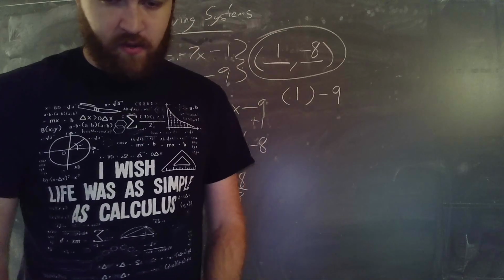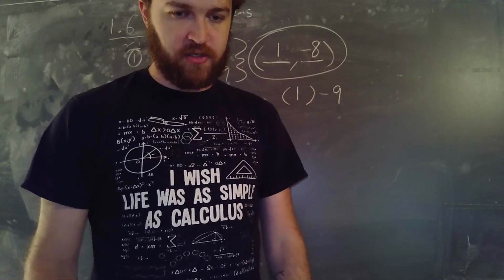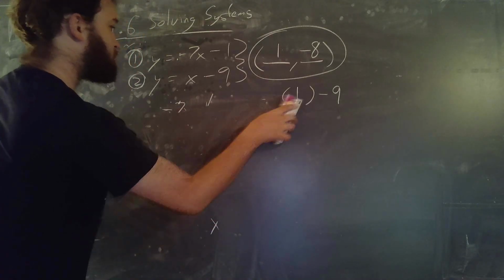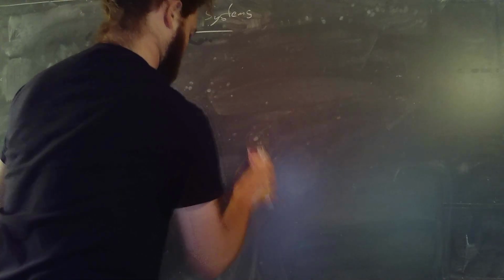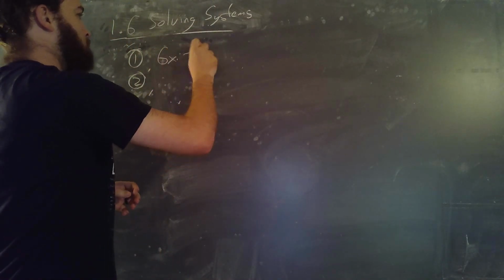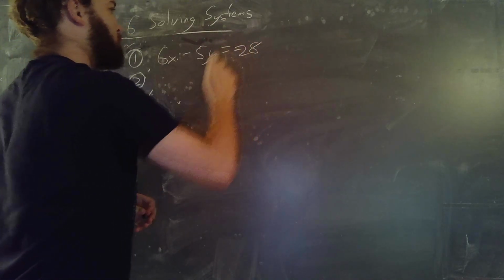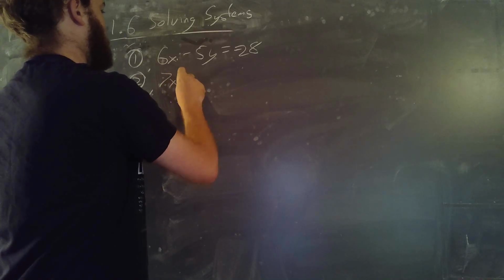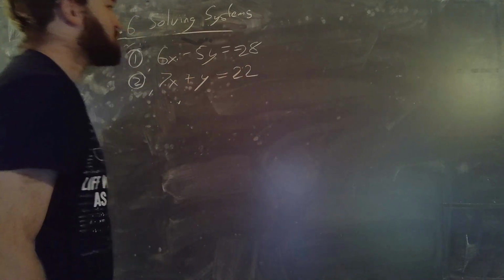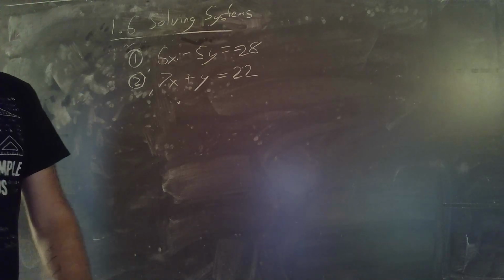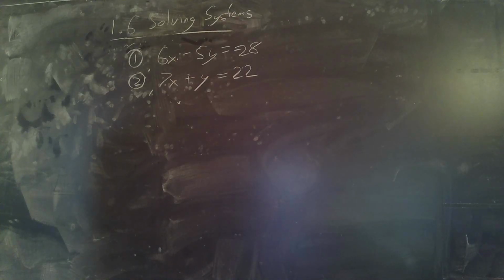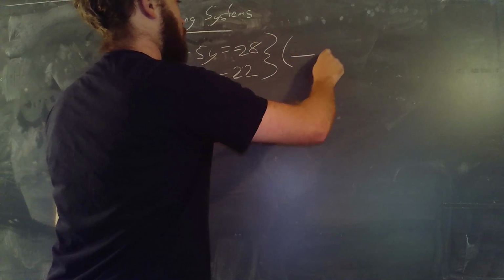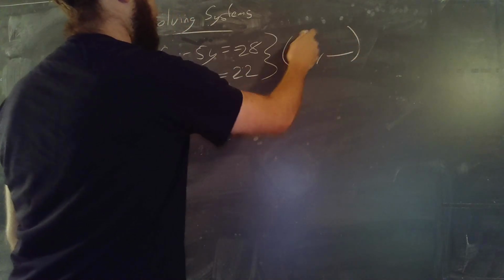Okay, so let's try one now that is not in the mx plus b form. We'll do 6x minus 5y equals negative 28, and 7x plus y equals 22. Again, let's assume that we're being told to solve this by substitution. So we have a system of equations, which means our answer will be an ordered pair, x comma y, and we just need to fill in the blanks.